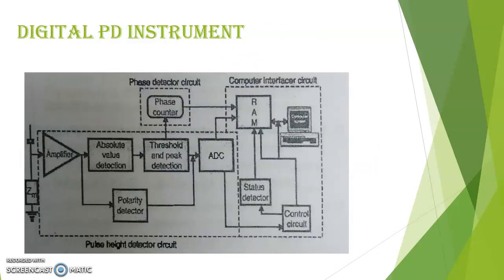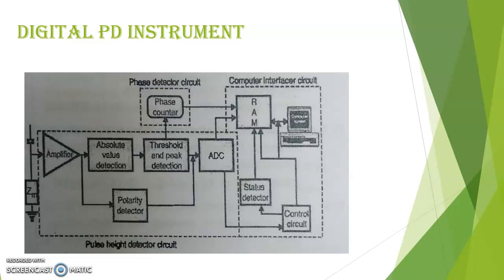So moving further, digital PD instrument. So what is a digital PD instrument? This particular figure is the block diagram of a typical digital PD analyzer. It consists of a pulse height detection circuit, phase detector circuit, and interface unit of a computer. As we can see, there are amplifiers, polarity detectors and absolute value detection, threshold and peak detection, ADC, status detectors, control circuits, and RAM. Also in this block diagram.